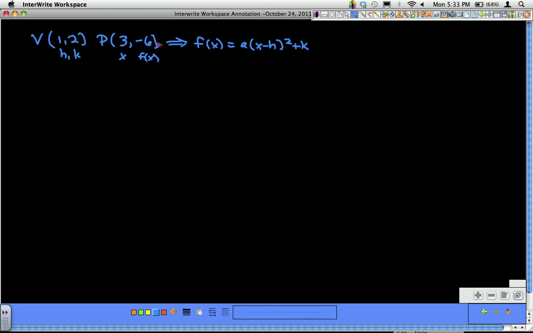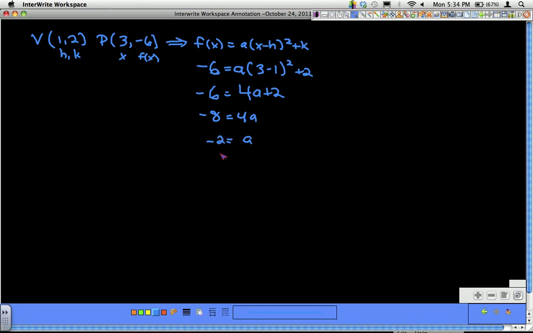So f of x, or y, is negative 6. The a value we don't know yet. X is coming from the point at 3. Since h is 1, we're going to have minus 1 squared, and the k is 2, so plus 2. So now we just do some simple algebra. So we get negative 6 equals 3 minus 1 is 2, 2 squared is 4, so we get 4a plus 2. Subtract 2 to get negative 8 equals 4a, and then divide both sides by 4 to get a equals negative 2.